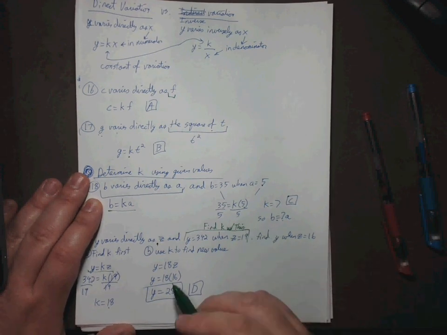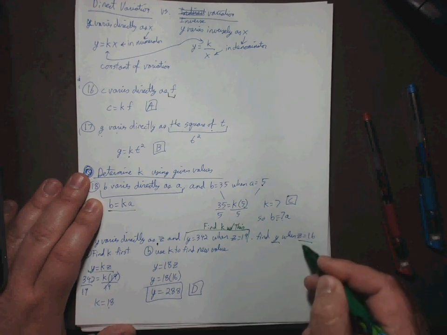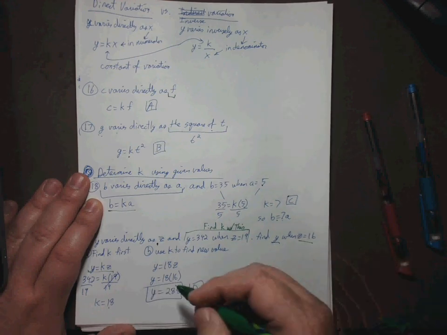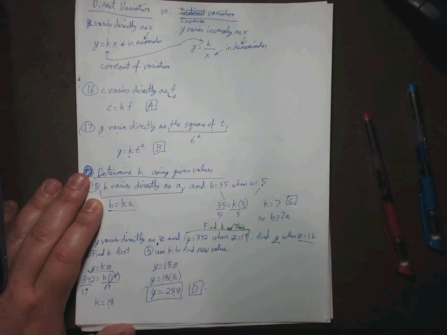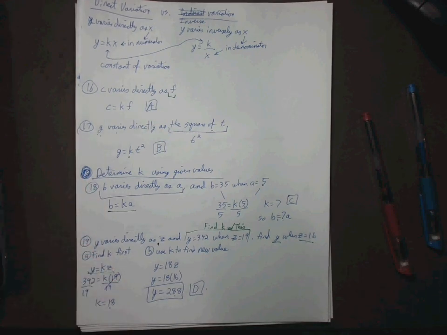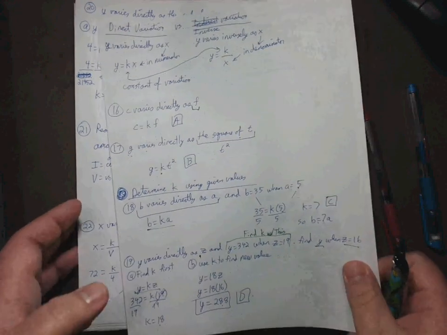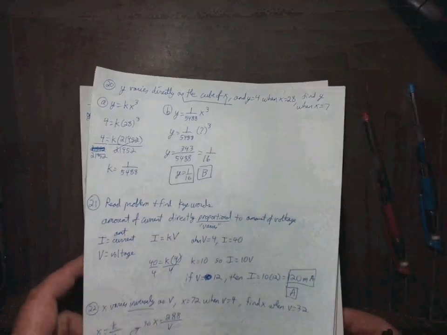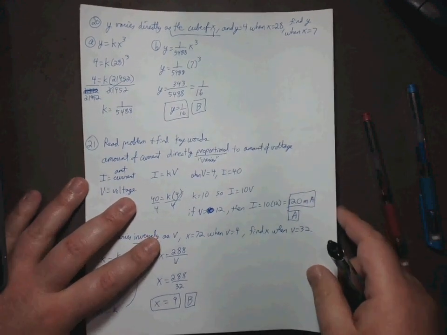Okay, so plug in, it says find y when z is 16. We'll plug 16 in and find y. 18 times 16 is 288, and your answer is D. Okay? The word problems here look difficult, but it's really not. You just have to look for your key words. Okay, we're going to get to some in a second, but let's go over number 20.